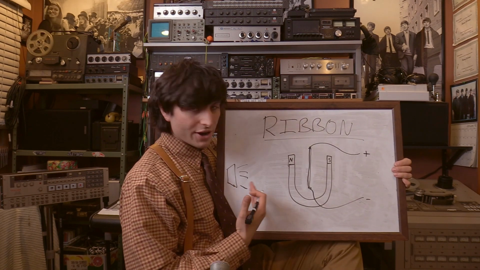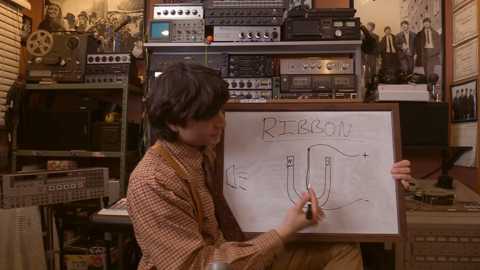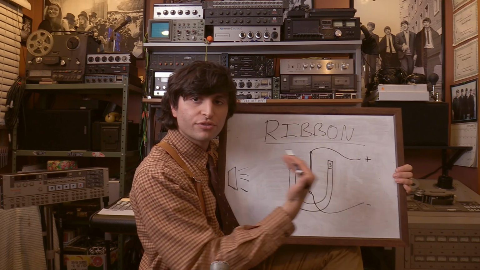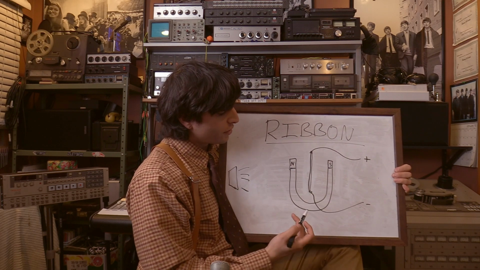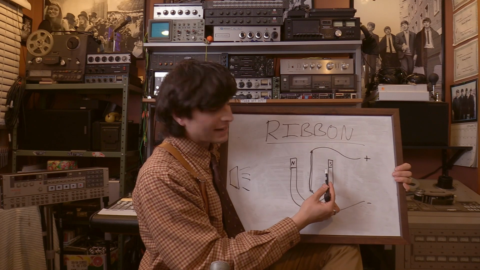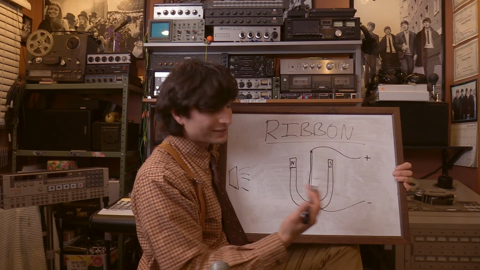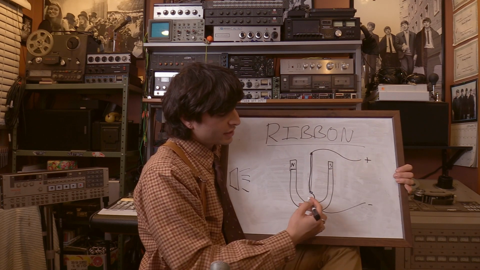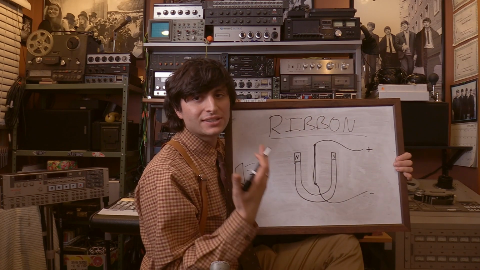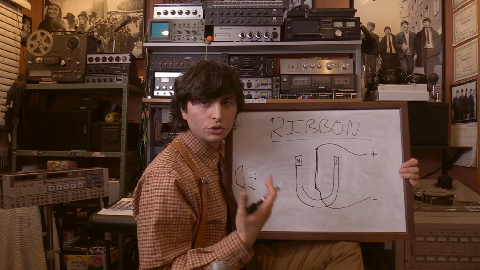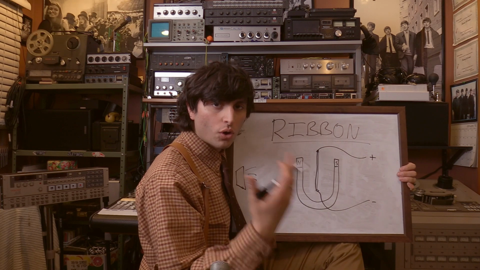Now, when the acoustical energy from the sound source hits this ribbon of metal, it is going to flex it back and forth. And by flexing through this magnetic field, it is going to once again induce a voltage within these two wires as an AC signal that we will use as an electrical audio signal.